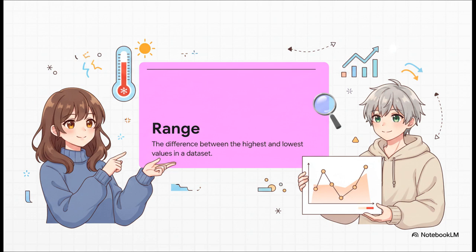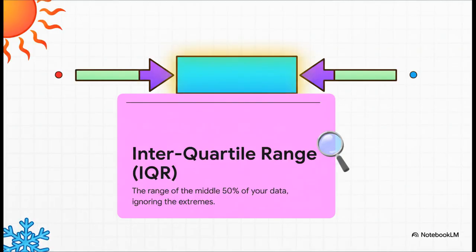So if the temperature this week went from a low of 10 degrees to a high of 28, the range is 18 degrees. Done. It gives you a super quick snapshot of the total spread. But, just like our friend the mean, the range can also get totally fooled by outliers. You know, one crazy heat wave or a sudden cold snap could make the weekly range look enormous. And that's where a smarter tool comes in, the interquartile range, or IQR for short.